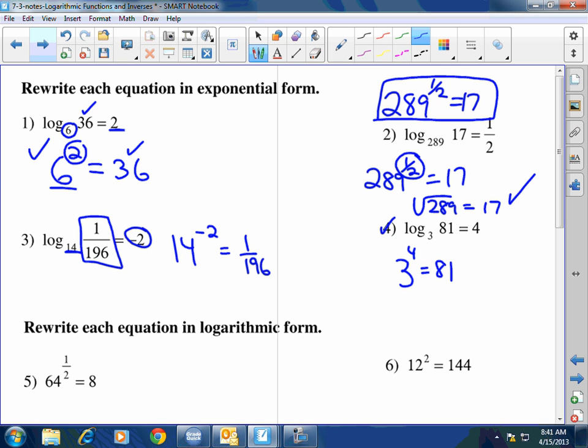Log is okay. Log is not an actual value. It's a function. It's not a value. Well, remember, since log is the inverse of exponential, it's going to have the inverse graph.